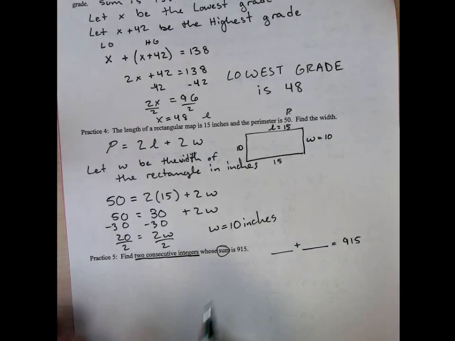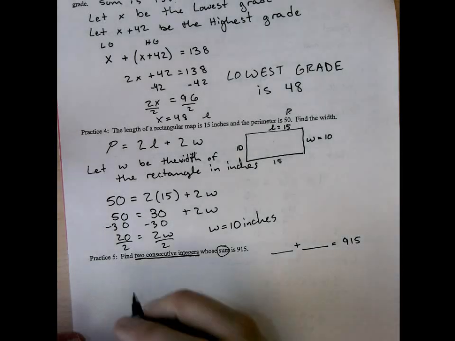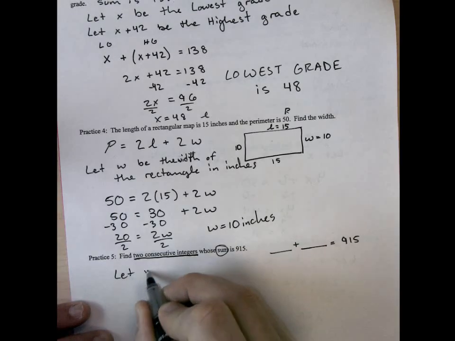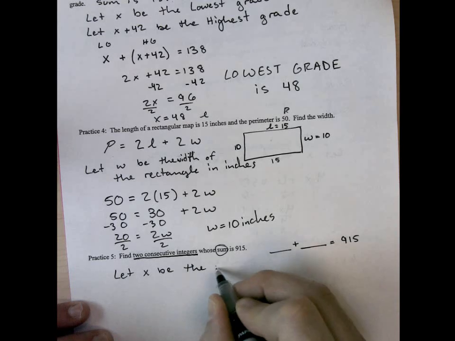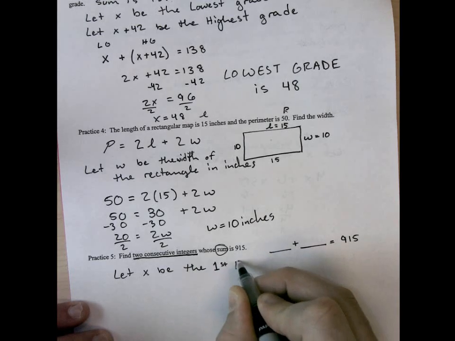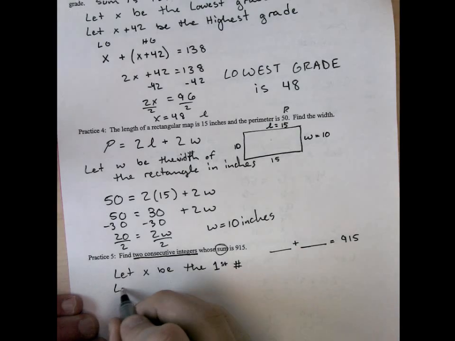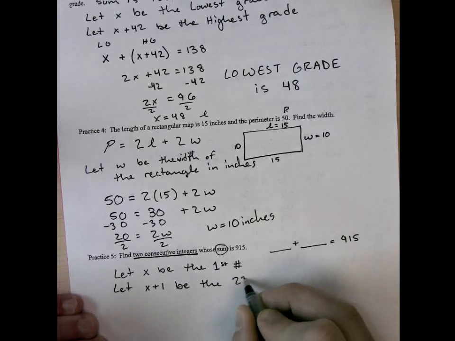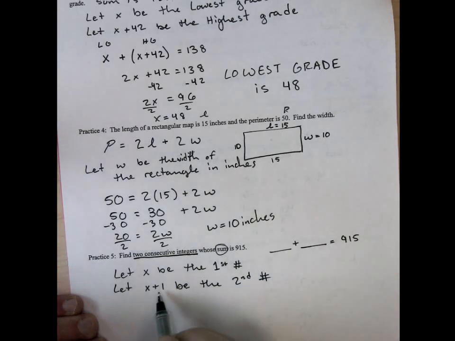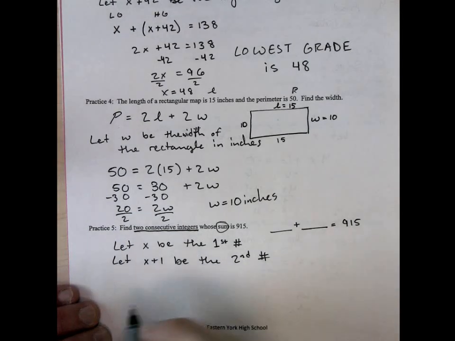Now, since they're consecutive, think about the numbers 1. The next consecutive number is going to be 2. What did we do to get from 1 to 2? We added 1. Same thing. The next consecutive number would be 3. 2 plus 1 is 3. So that's what we're going to do here. So we're going to let x be the first number. And then we're going to let x plus 1 be the second number, because x plus 1 would represent the next consecutive number.